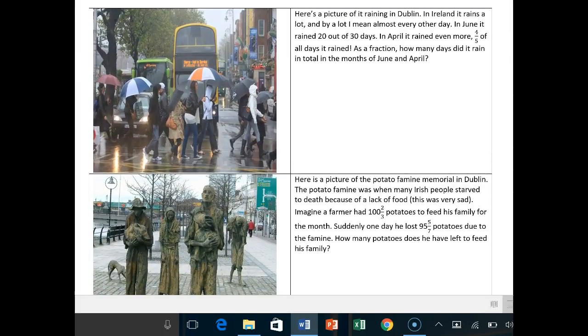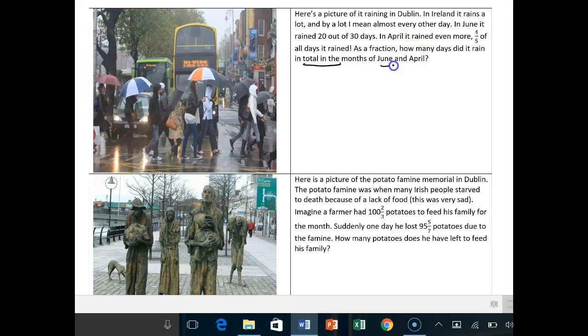Here's a picture of it raining in Dublin. In Ireland, it rains a lot. And by a lot, I mean almost every other day. People are always using umbrellas. In June, it rained 20 out of 30 days. In April, it rained even more, 4/5 of the days it rained. As a fraction, how many days did it rain in total in the months of June and April?